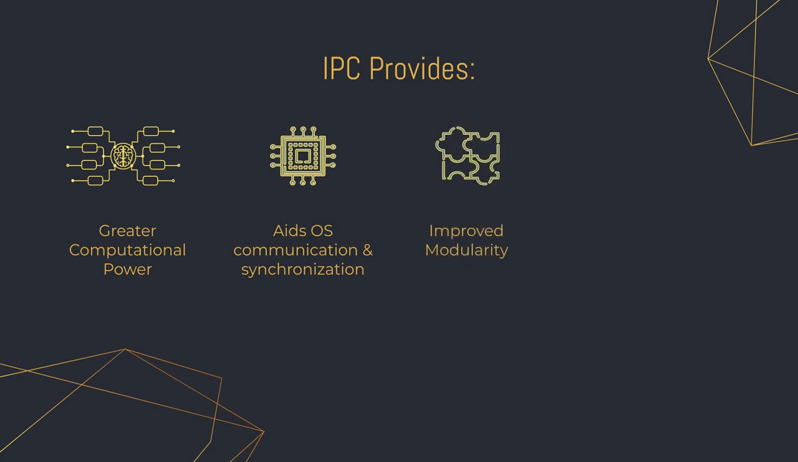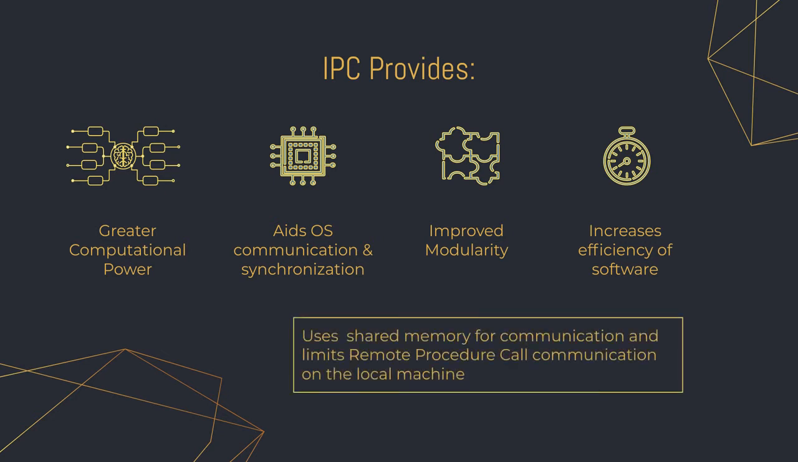We have greater modularity. We no longer need to program processes to work independently. We can program them to work with each other. And it increases the efficiency of the software. Obviously, having two processes cooperate will be faster than having processes independently accomplish their tasks. Moreover, it uses shared memory for communication and limits the remote procedural call communication on the local machine, thereby again increasing the efficiency of the software.